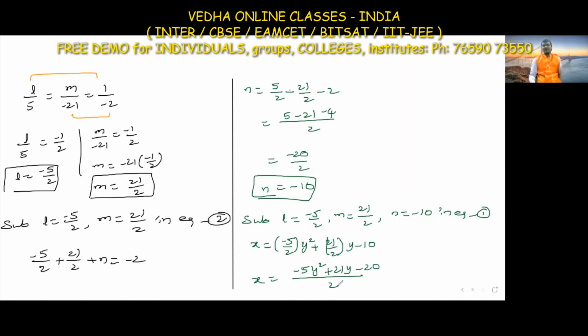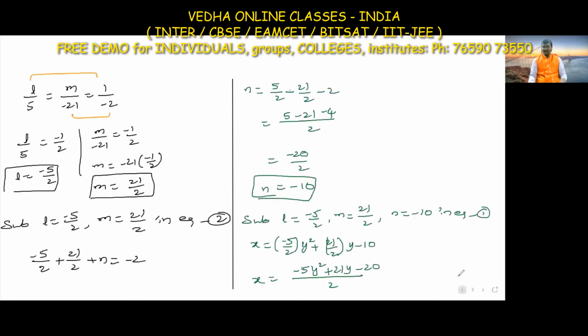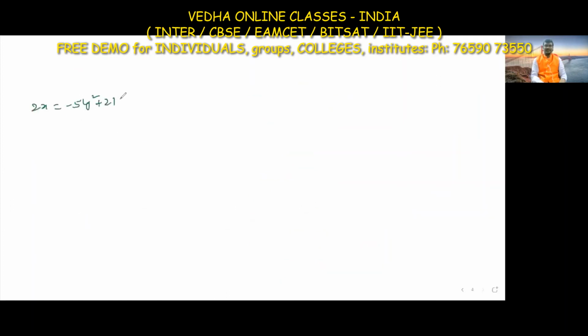Take this 2 to left side. So then 2x is equals to minus 5y square plus 21y minus 20. Now take all the right side terms to left side. Then minus 5y square becomes plus 5y square and plus 2x, minus 21y plus 20 equal to 0. This is the required parabola equation.